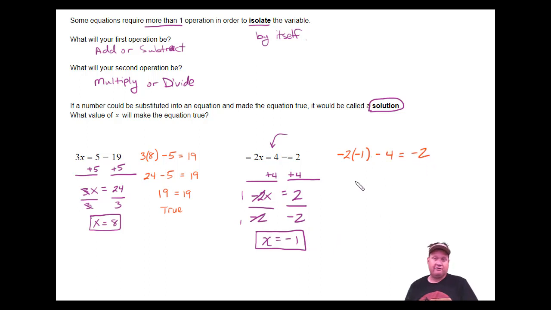And let's just do the math. Follow the order of operations. The order of operations says we multiply this first. Negative times a negative is positive. So that's 2. Take away 4. And we want to know, does 2 take away 4 equal negative 2? And it does. 2 take away 4 is negative 2. And negative 2 equals negative 2 is true. Therefore, x equals negative 1 is our solution because it made the original equation true.